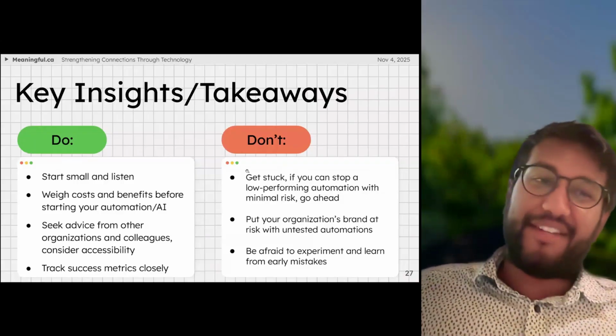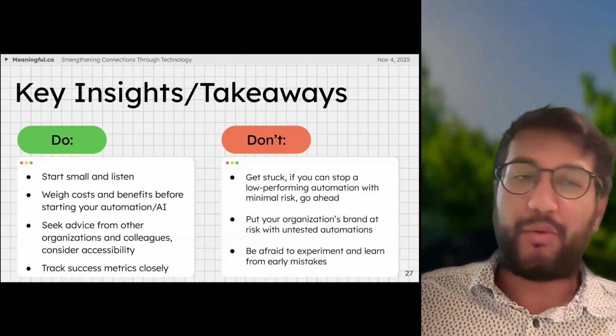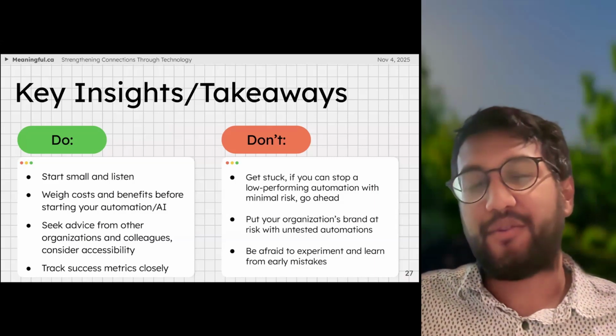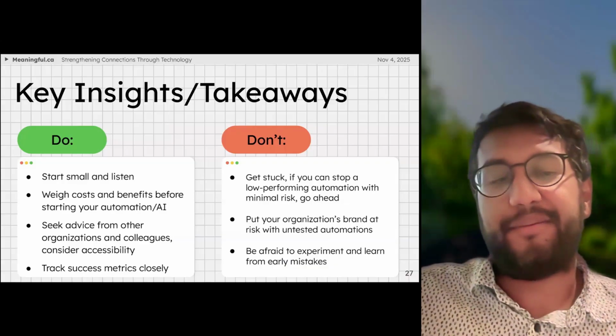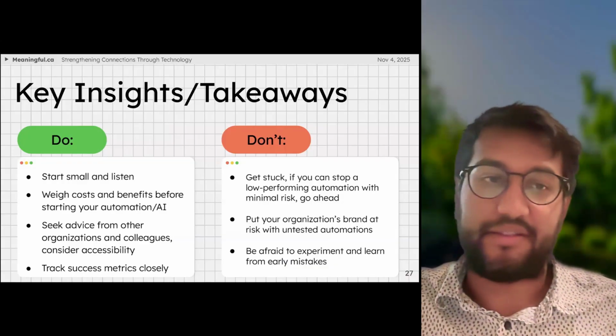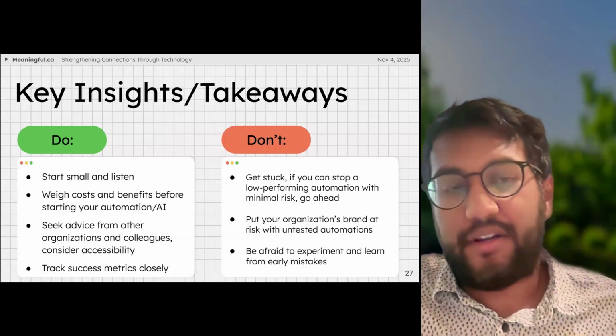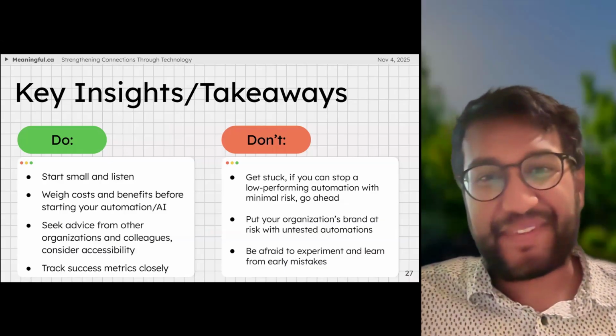So, some key insights and takeaways. I think it's really important to start small and listen. It's important to weigh the costs and benefits before starting your automation or AI projects, to seek advice from organizations and colleagues, and to consider accessibility at the heart of these programs. It's also extremely important to track your success metrics very closely.